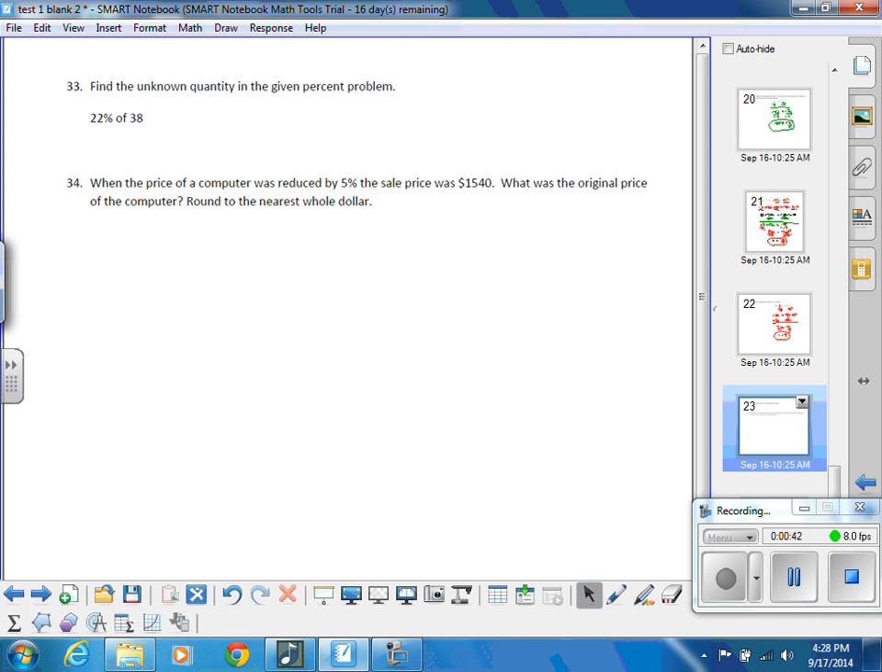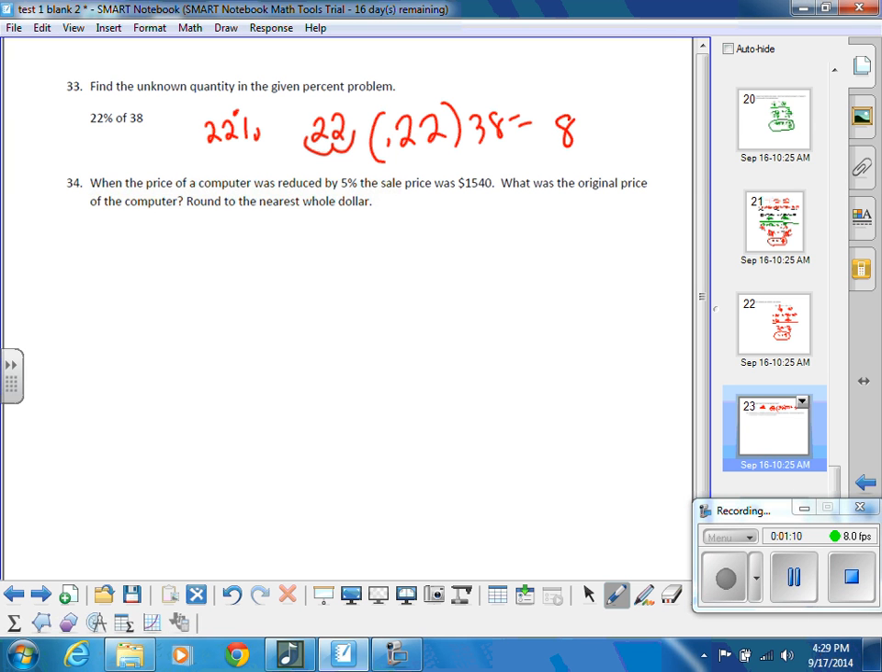Okay, now here's a find the unknown quantity in this percent problem. As we saw earlier whenever we did the 10% commission, I made that a decimal. What's the first thing I'm going to do here? I'm going to take 22%, take the 22, and move the decimal over twice, and that's going to make 0.22, okay? Now I'm going to take 0.22 and multiply it by 38. If I put that into a calculator, I end up with 8.36.